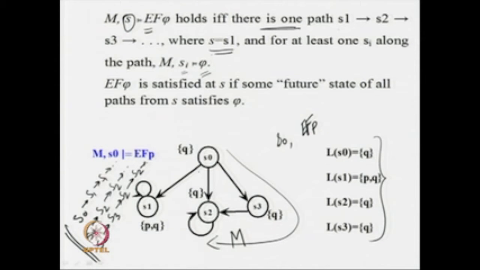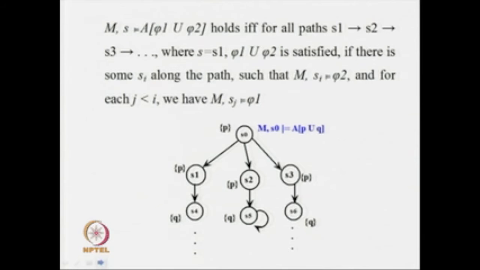But if you follow this particular path S0 to S1 to S1 like that, then that S1 is marked with your P, that means P is true over here. That means, we are going to get at least one future state where P is true. So, due to this particular path, we say that in S0 EFP is true. So, this is the way that we are going to define the truth values of EFP.